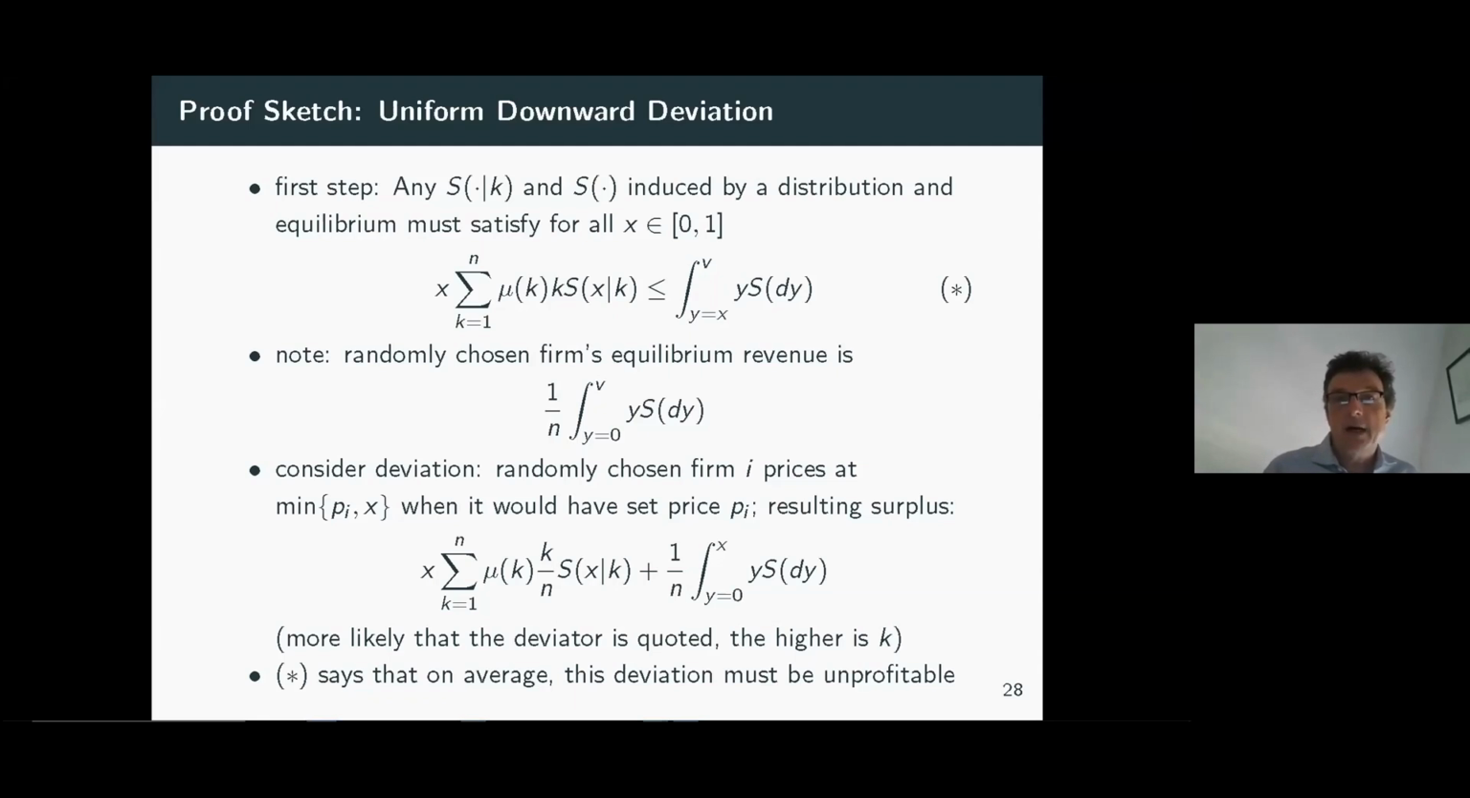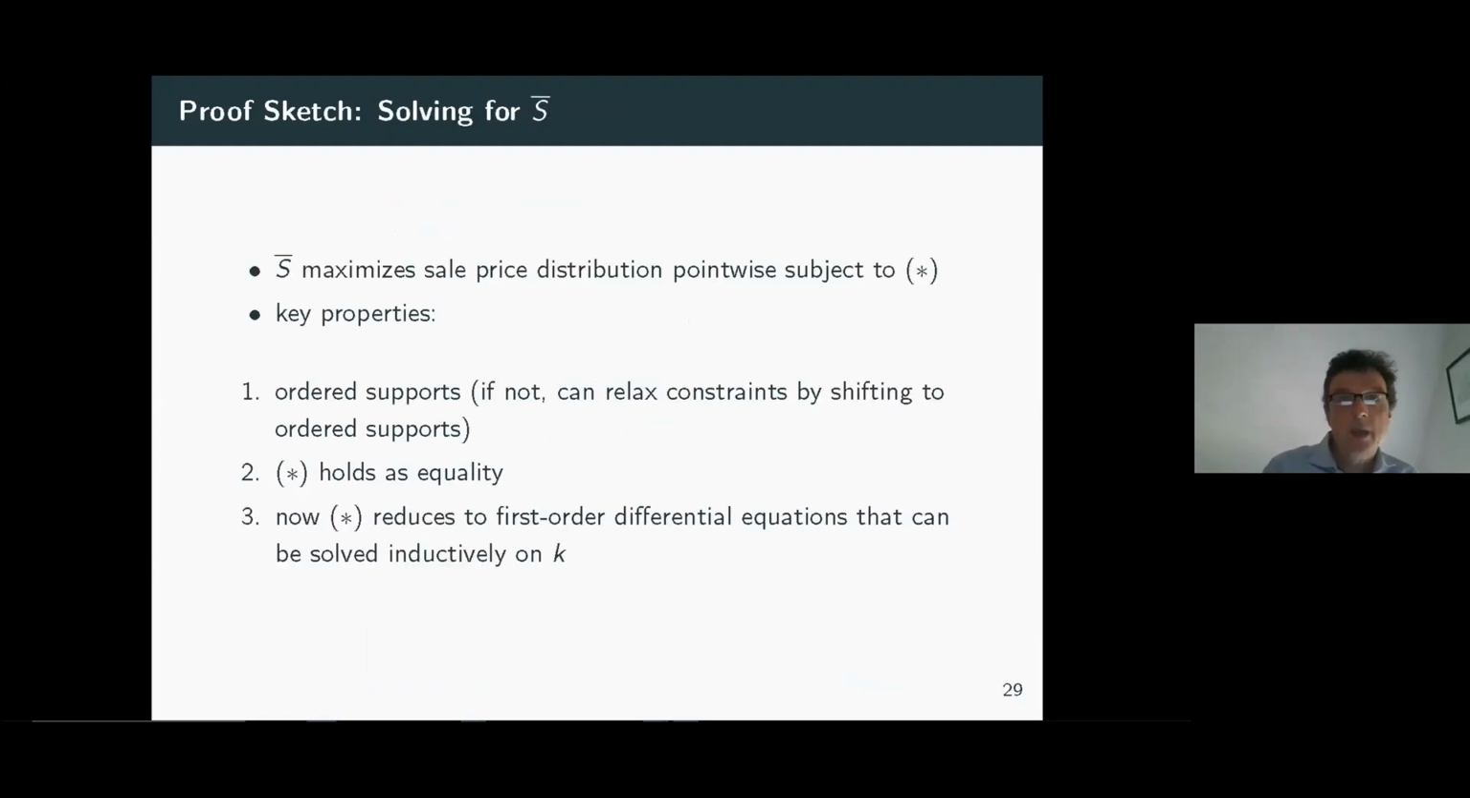And that deviation will give us the above integral inequality, which basically links the equilibrium sales price distribution for any number of sales quotes, so the conditional sales price distribution, to the aggregate sales price distribution, which simply aggregates over all possible numbers of quotes. Okay. So this is a necessary condition for equilibrium. But what we can show is that, in fact, the sales price distribution that I gave you as a construction before, the S upper bar, is in fact a sales price distribution that maximizes this inequality pointwise. And not only that, it holds pointwise with equality. And it has the property of ordered supports. That was the second part of the construction.